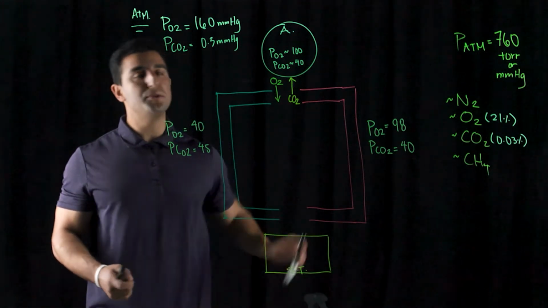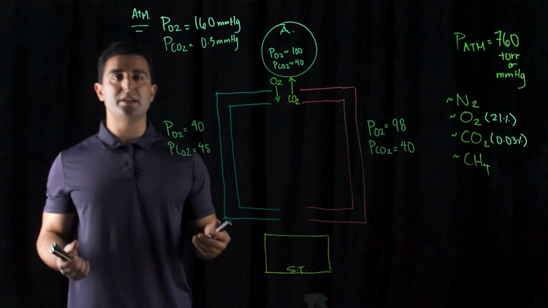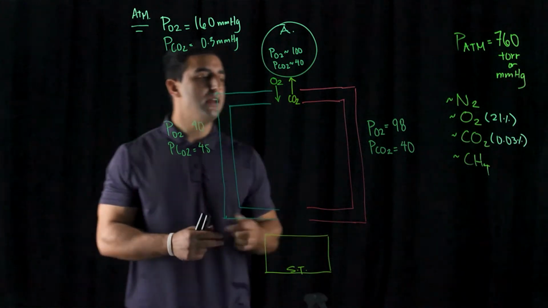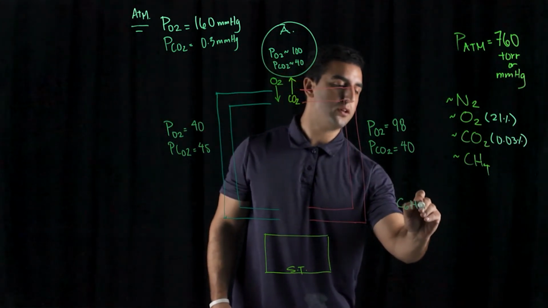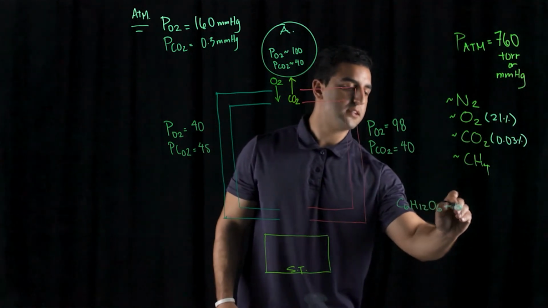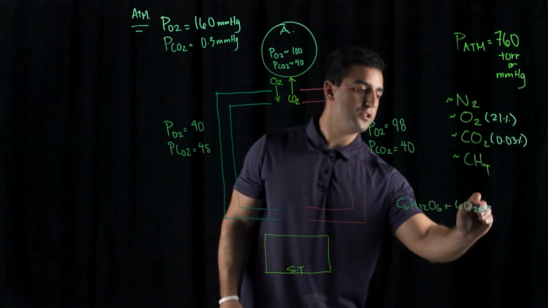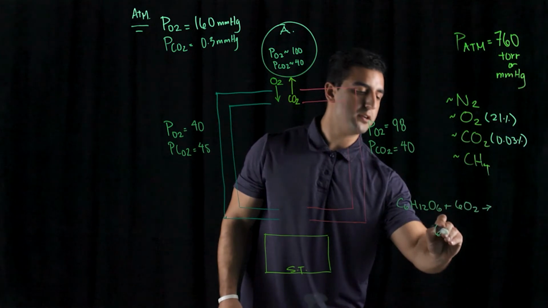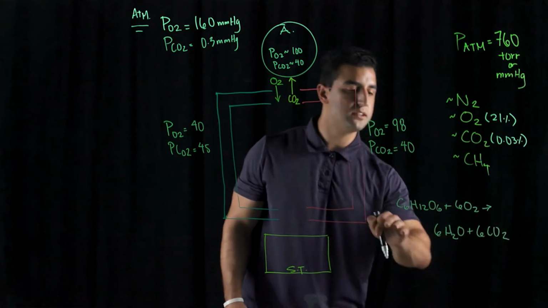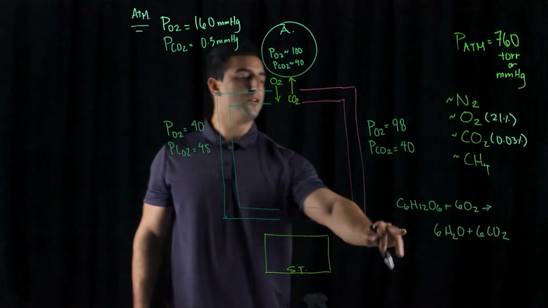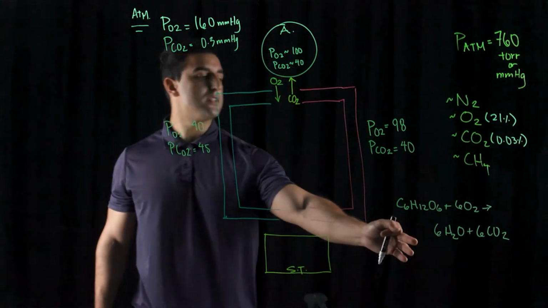So in the tissues, because when we look at cellular respiration, so what is cellular respiration? Cellular respiration is sugar, so C6H12O6 plus 6 oxygens gives you what? It gives you 6 waters, and it gives you 6 CO2, right? So this is the basic foundational formula for cellular respiration, right?